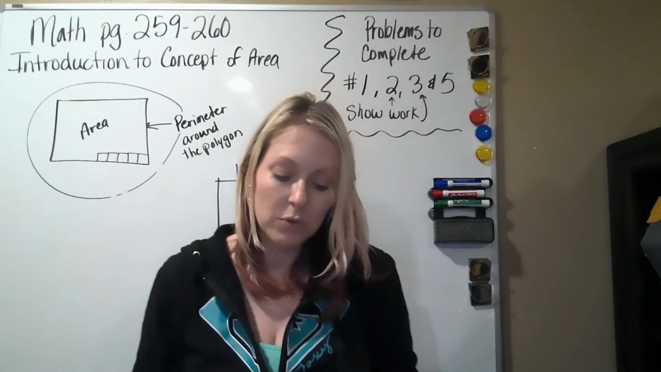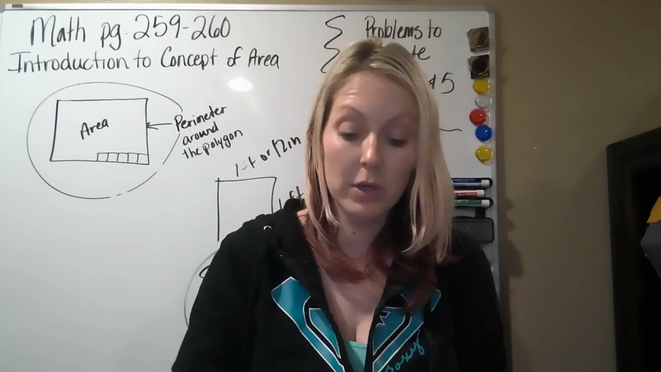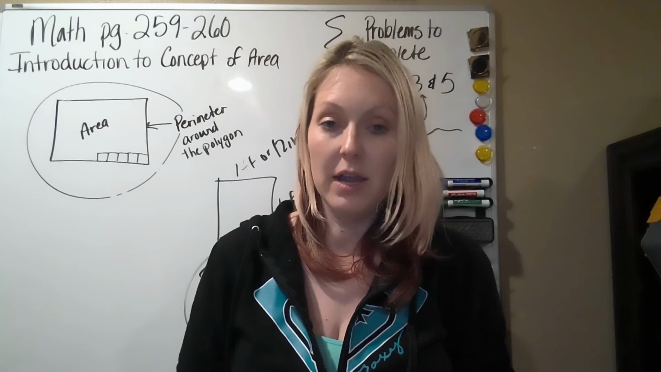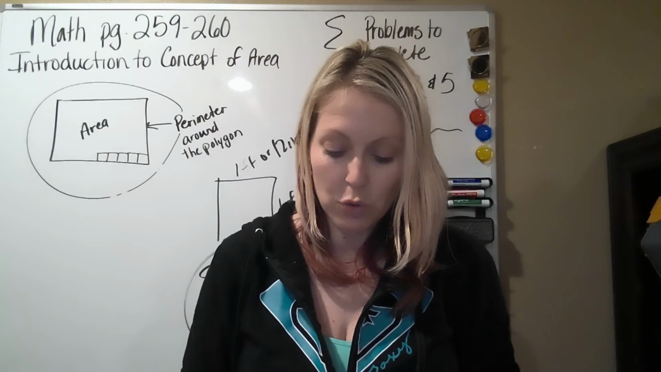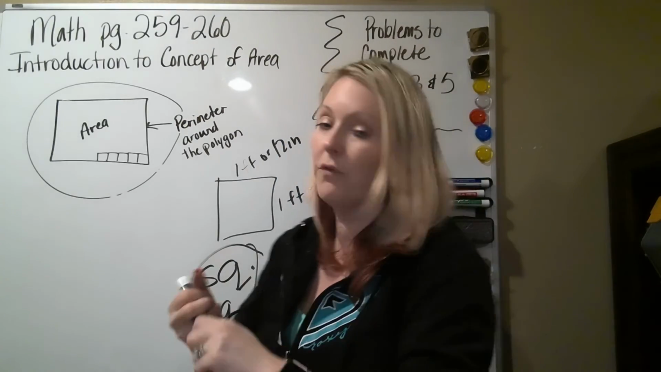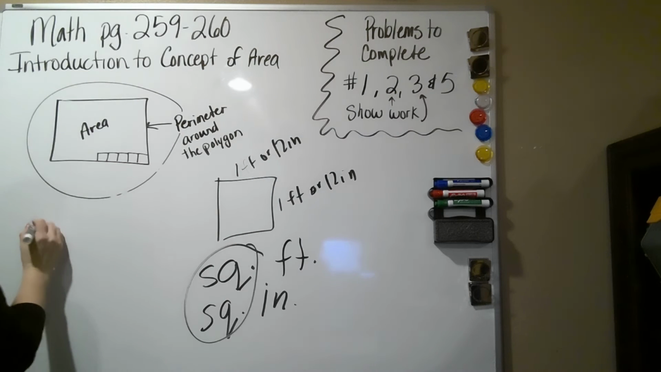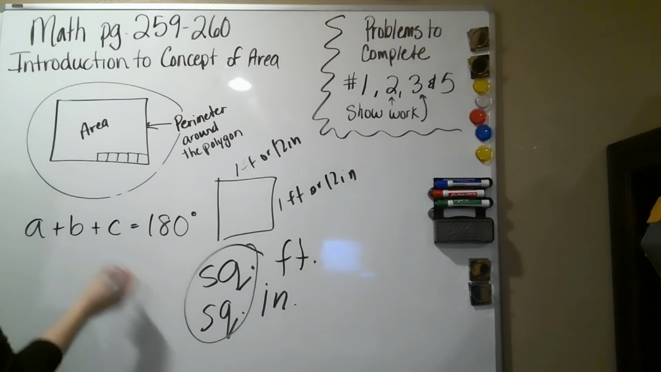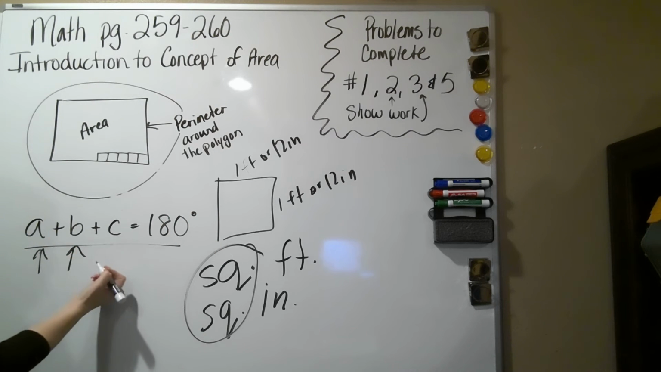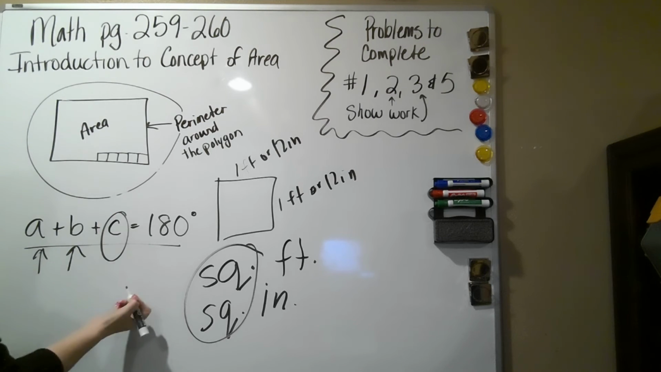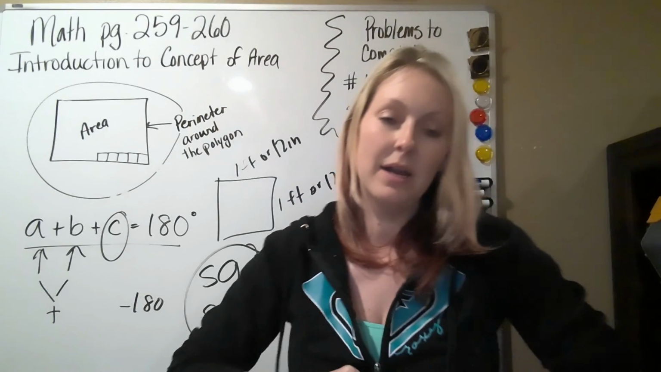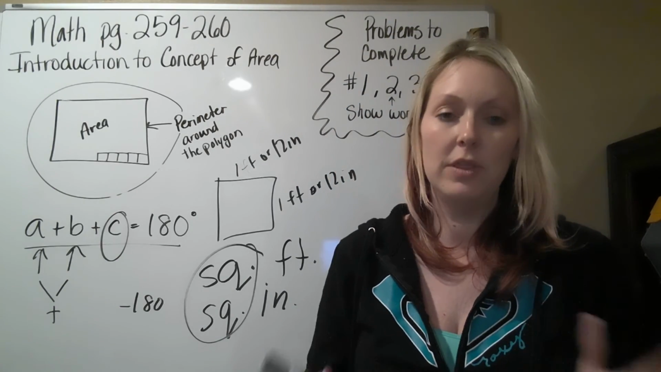Okay, so you guys are going to work on two. Show me your work, show me your equation. You're also going to do three, show me your work, and you're also going to do five, which is finding the degrees of the third angle of the triangle. And don't forget, for the triangle, it's A plus B plus C equals 180 degrees, right? So if you only have two of these, then you've got to find the third one. What do we do? We add these two together and then we subtract it from 180. Remember? That's how we find the third angle of the triangle.